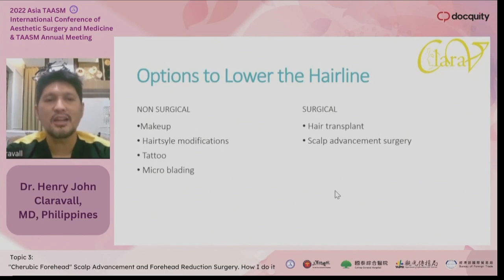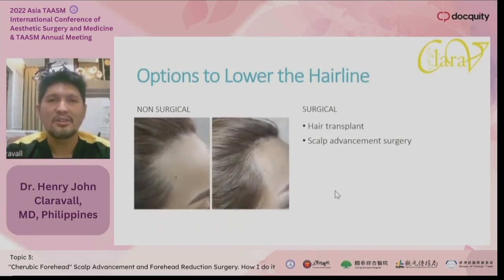You have the non-surgical and the surgical. Under non-surgical, you have the makeup. You can apply makeup to your scalp and even the face. You can do some hairstyle modifications, or you can do some tattooing, or nowadays, it's really very popular, what you call microblading, either microblading the forehead or even the eyebrows. Now, for the surgical, you have two options as well. You have hair transplant and the scalp advancement surgery.